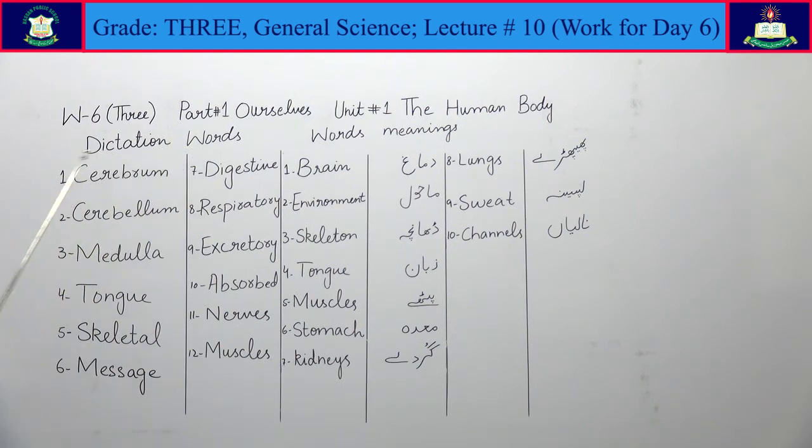Dictation words. First dictation word is cerebrum. C-E-R-E, Ceri, B-R-U-M, Brum, cerebrum. What is the pronunciation of this word? Cerebrum.